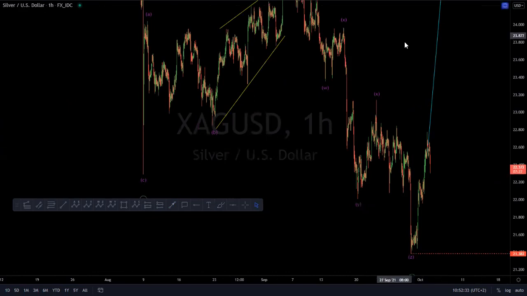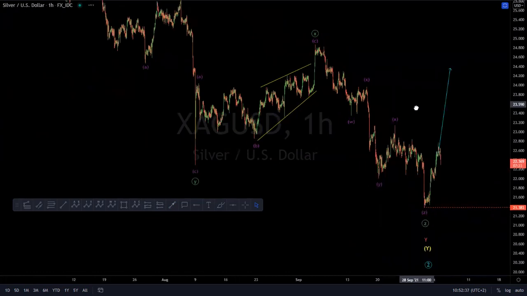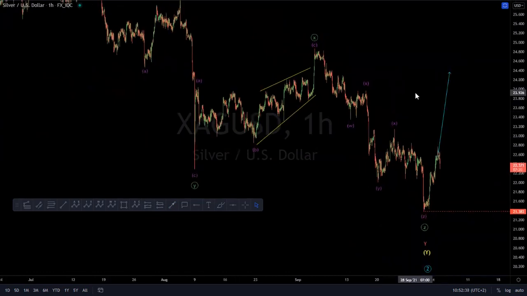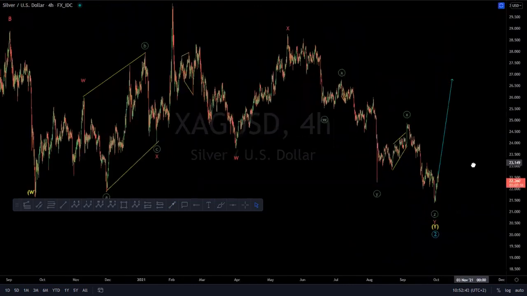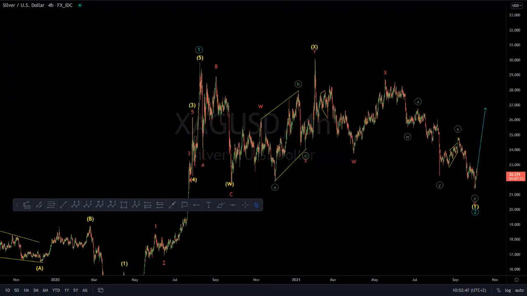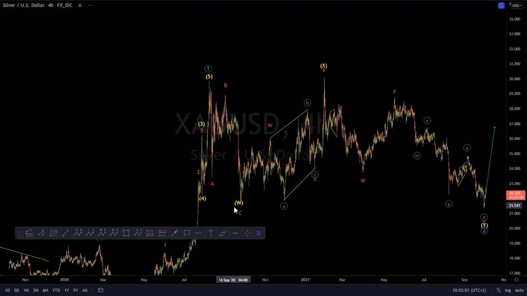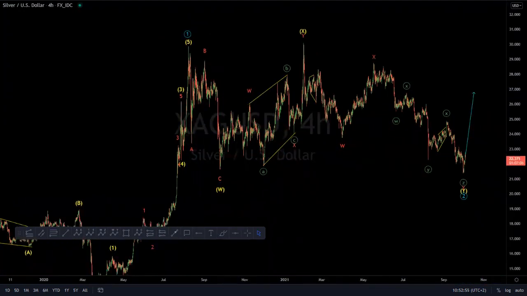Okay, welcome there. Silver, I'm expecting to see a move to the upside here. So I've looked at this one to have already ended this structure here on the 4-hour chart. So I'm going to be expecting to see a move to the upside. These two have been a WXY in yellow. So I'm looking at this here to be a 3-wave move to the downside.